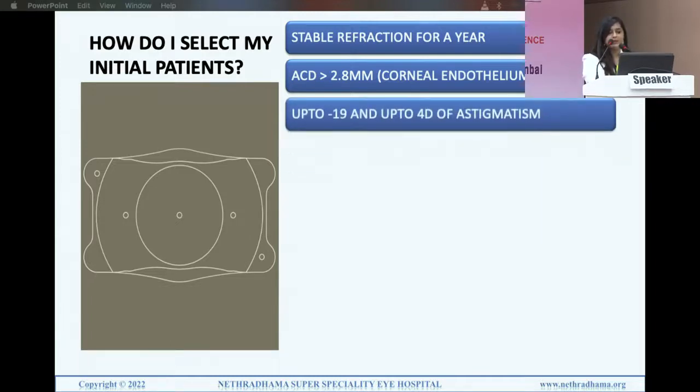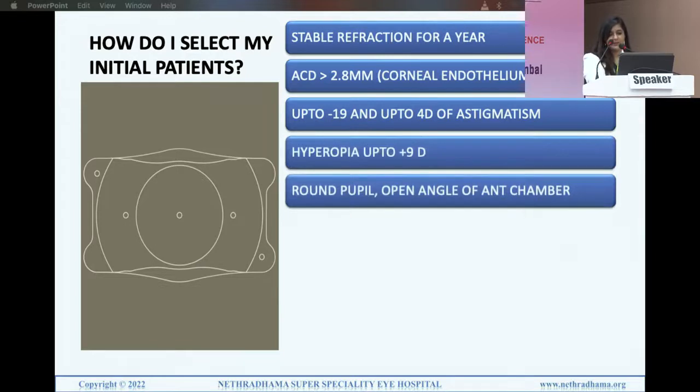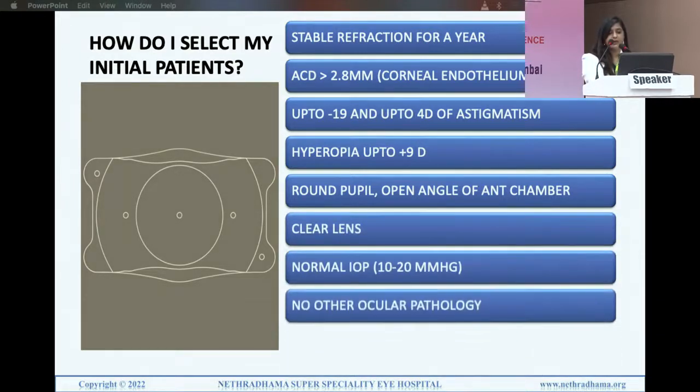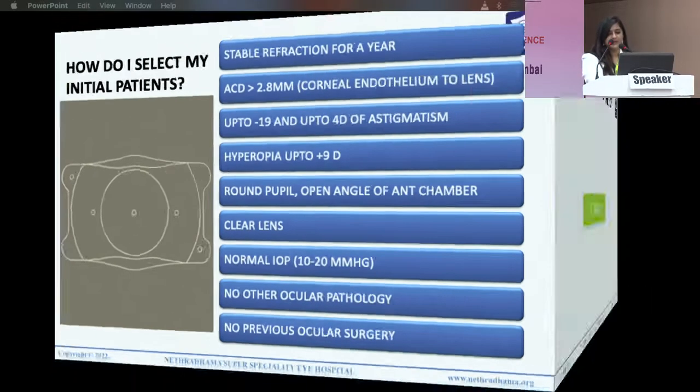It corrects up to minus 19 to minus 20 diopters of myopia and 4 diopters of astigmatism, and 9 to 10 diopters of hyperopia. You need a round pupil, open angle of the anterior chamber, a clear lens, a normal IOP, no other ocular pathology, and no previous ocular surgery. So for beginners, this is a good way to start off. Of course, there are much more complex scenarios, like Dr. Ramurthy elaborated, where we can implant ICLs, but for a beginner, we would start with the simple cases.